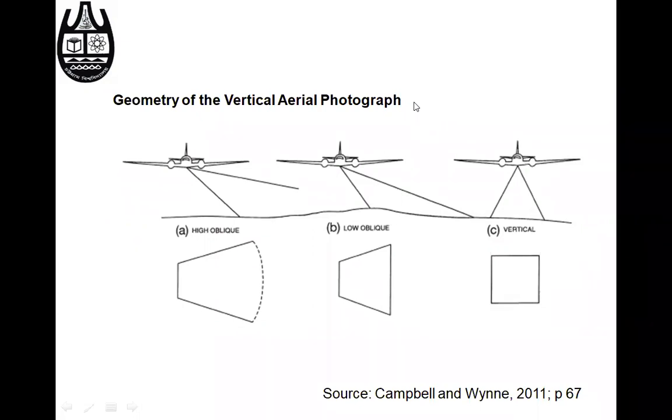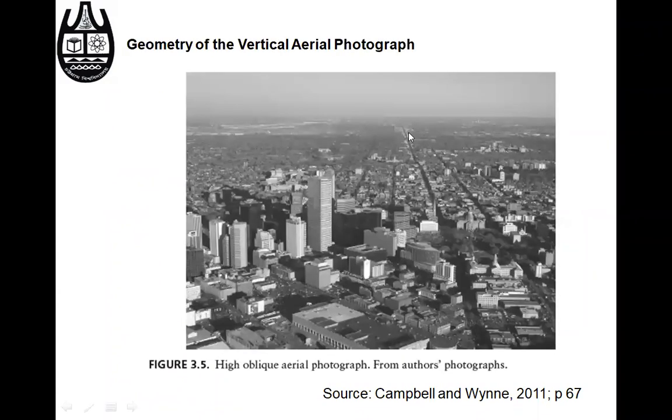For example, if it is high oblique, then you can see from these photographs some of the areas which are very near to the camera, but at the very long distance we cannot understand each of the buildings or each of the land uses. But you can understand this is a city area at least, so we can understand the broad classification from this one. But if it is very close, then we can understand each of the features.